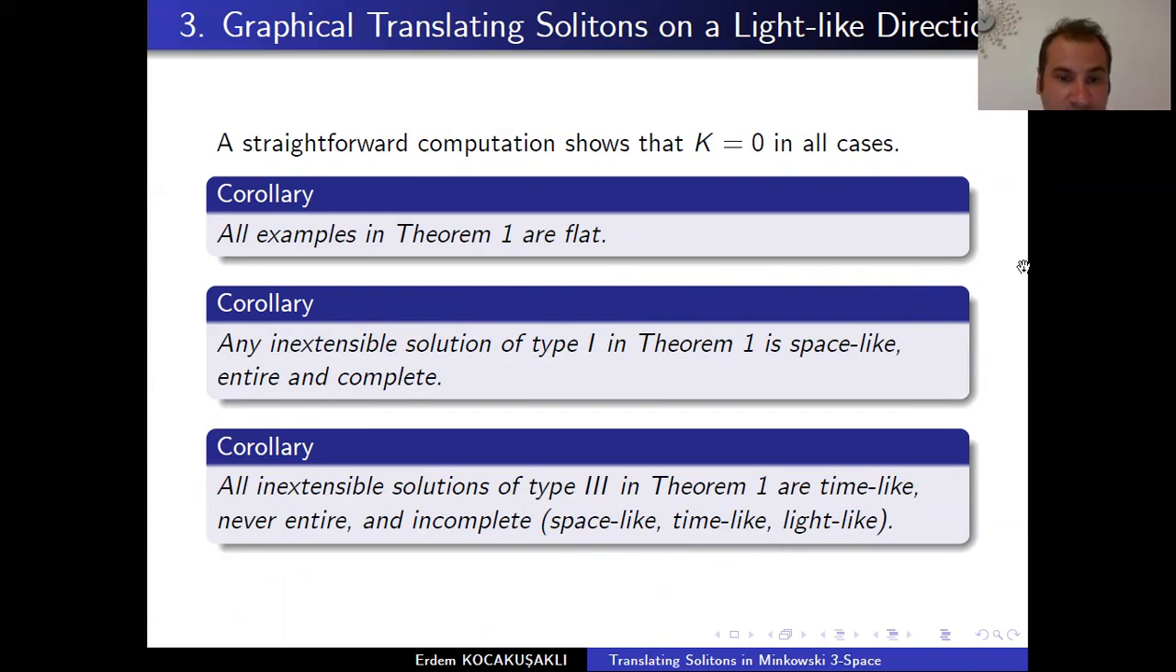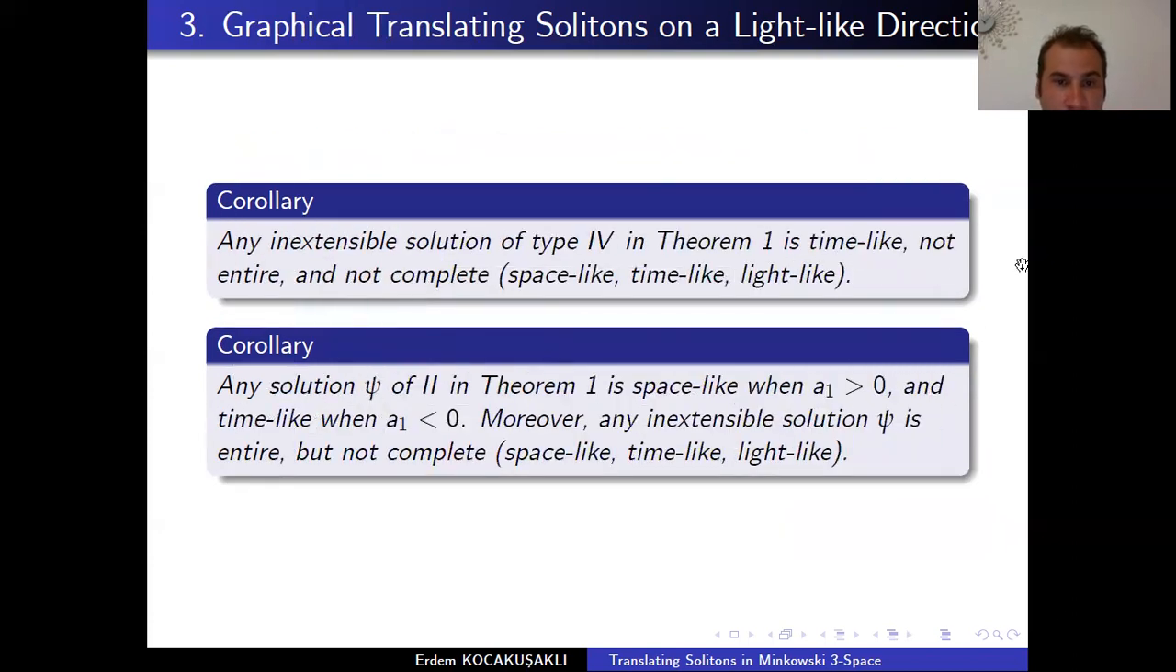If we consider the solutions, type 1 is space-like, entire, and complete. The solutions of type 3 are time-like, never entire, and incomplete. Solutions of type 4 are time-like, not entire, and not complete.